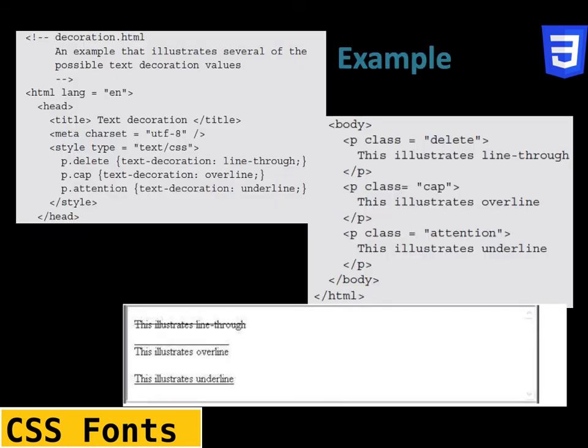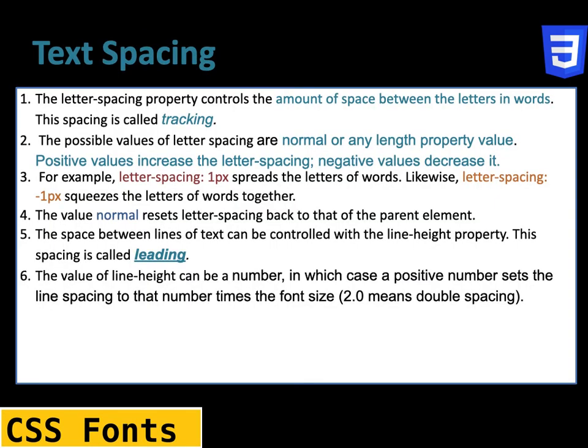Okay, this is the example here. Now text spacing. The letter spacing property controls the amount of space between the letters in words. The spacing is called tracking. So that is an important point. Tracking. What do you mean by tracking in text spacing or CSS?